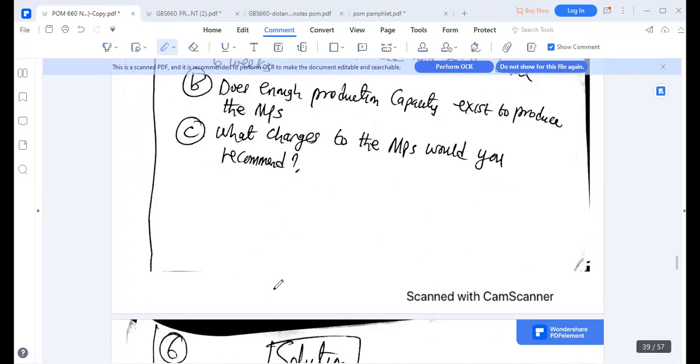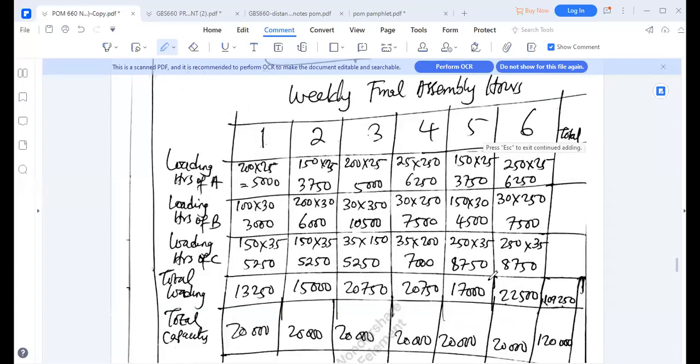So the total loading gives us 13,250 for week 1. Then week 2 gives us 15,000. Week 3 gives us 27,50. Week 4 gives us 27,50. Week 5 gives us 17,000. Week 6 gives us 22,500. The total of these gives us 109,250. That is the total loading.